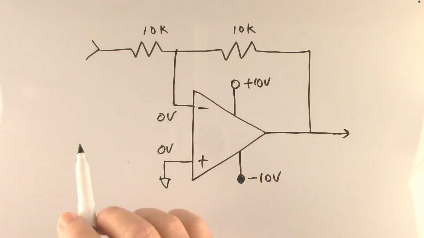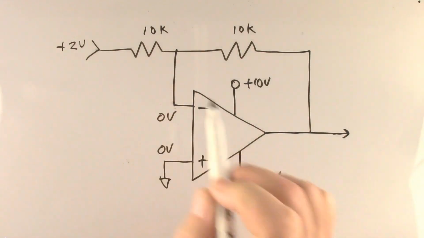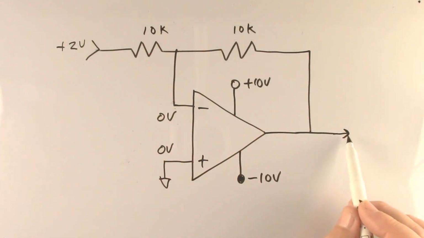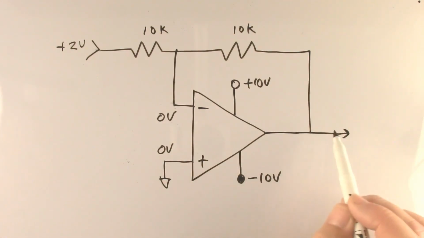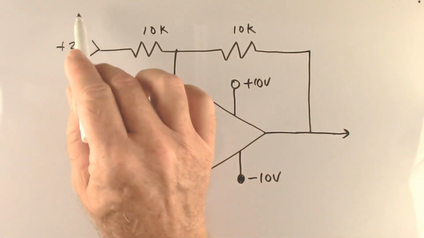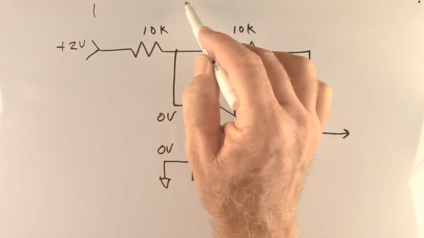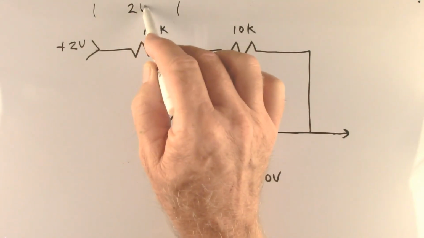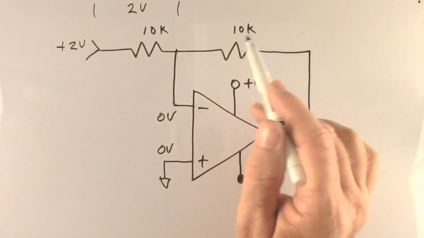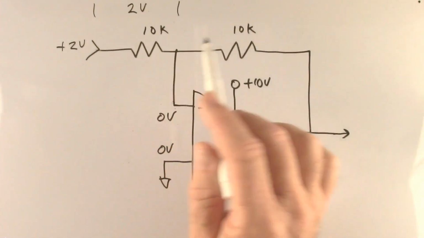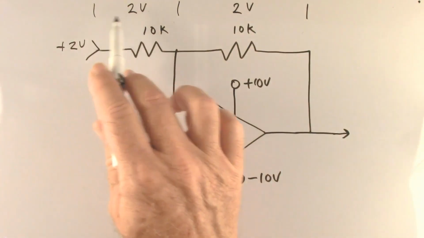So let's see what happens when we put an input voltage here. Let's put plus 2 volts here, and the output will be whatever it takes to keep the two inputs equal. So this output voltage will be whatever it takes to make that 0 volts. So we start with plus 2 volts and we lose 2 volts to get to ground. And since these two resistors are equal, we must lose the same amount of voltage across each one. So we lose 2 volts.